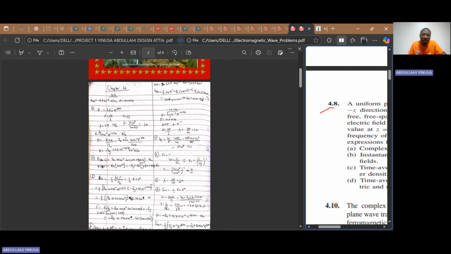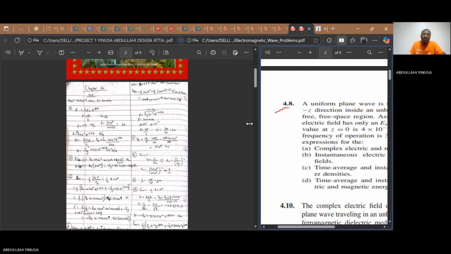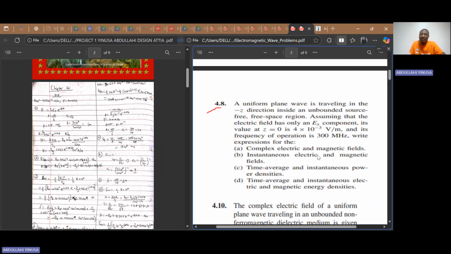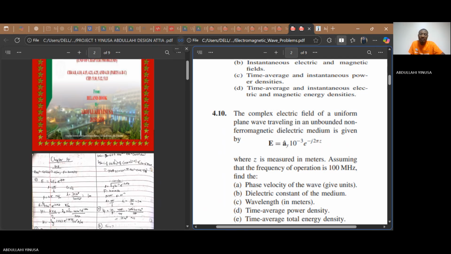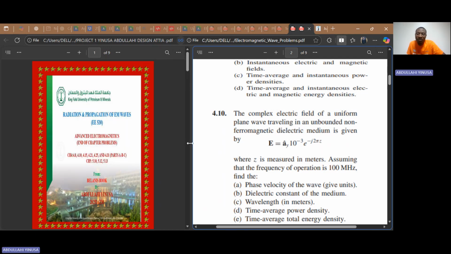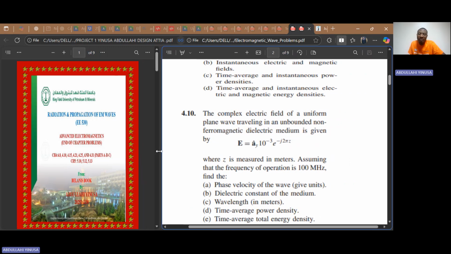So simple. Now we are going to our question 4.10, that is chapter 4, question 10. Let's first explain everything about the question, and then explain how it is solved, so that you can cross-check how it was solved.